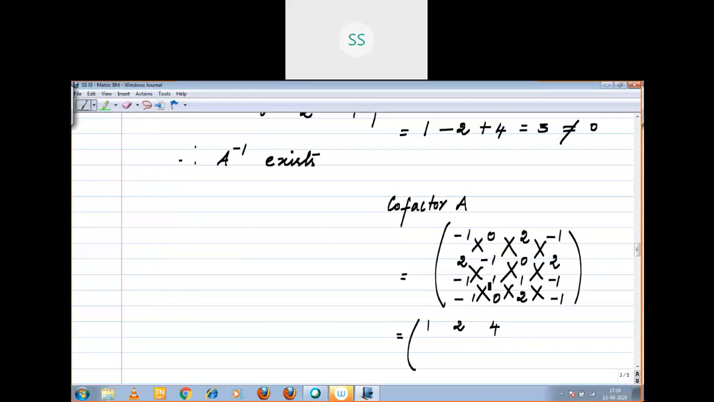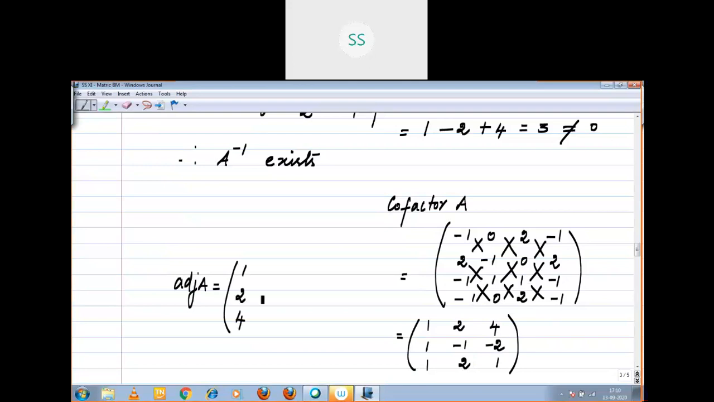1, 2, 4. Next one you see 2 minus 1. 1 minus 1, 0. Then 0 minus 2. Next 0 minus of minus, plus 1. Then 2 minus 0 minus 1. Here it becomes plus 2. So you will get it as 1. This is your cofactor.